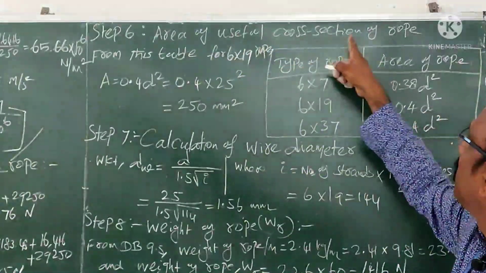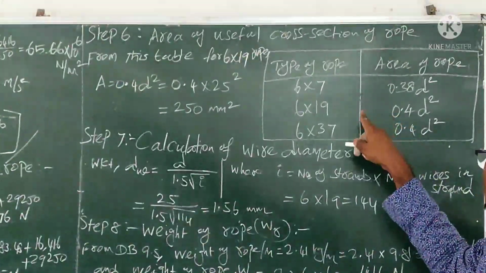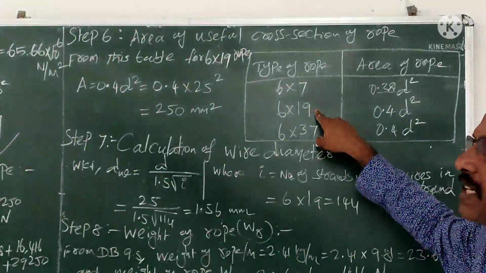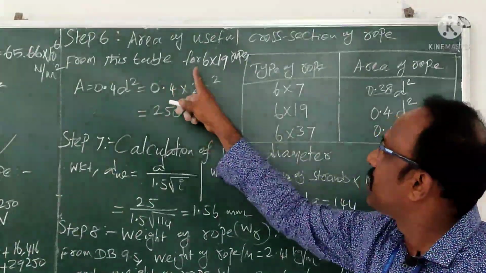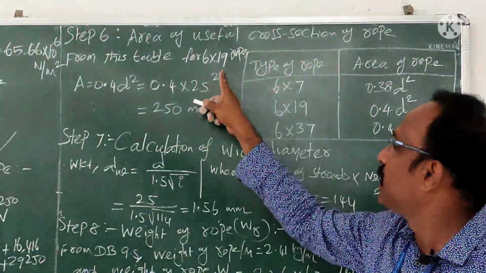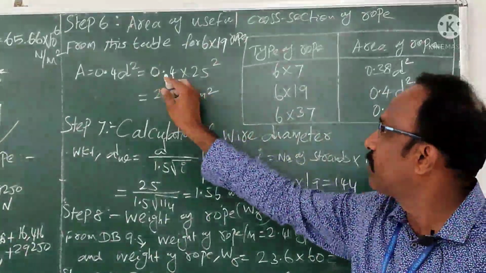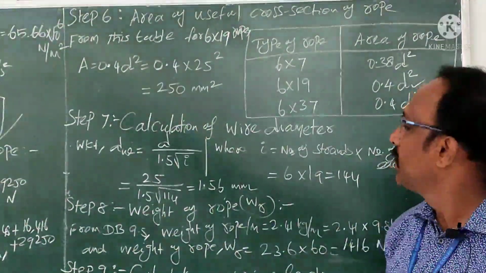Step 6, area of useful cross section of wire rope. We have one table. From this table, against the wire rope selected, we need to take the area of rope. From this table, for 6 × 19 rope, A is given as 0.4 times d square. So 0.4 × 25 square, 250 millimeter square.